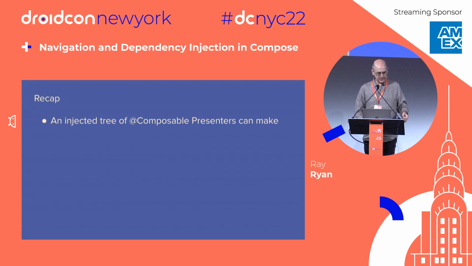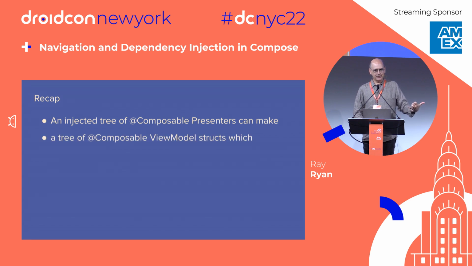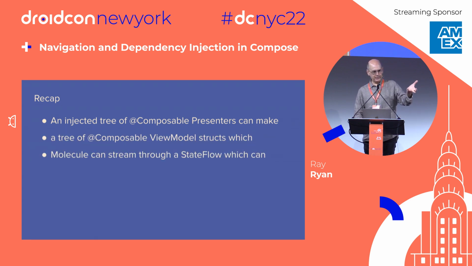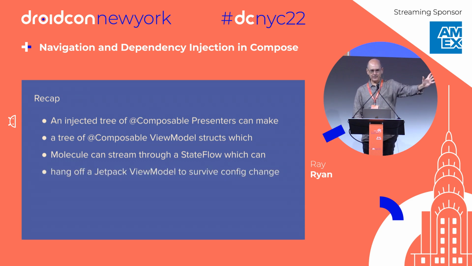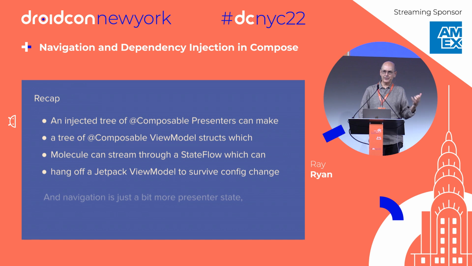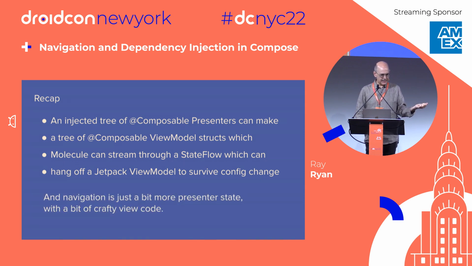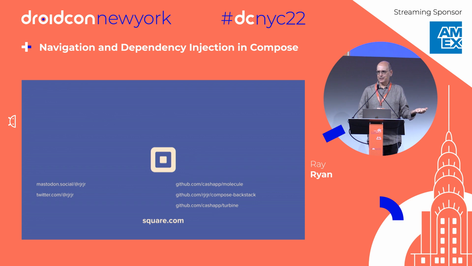But that's pretty much it. I've kind of recapped this thing already, but just to restate, an injected tree of composable presenters is a really nice way to make a tree of composable view model structs, which molecule can stream as a state flow for you, and you can hang off of a Jetpack view model to survive configuration changes, and navigation doesn't count as an actual problem.